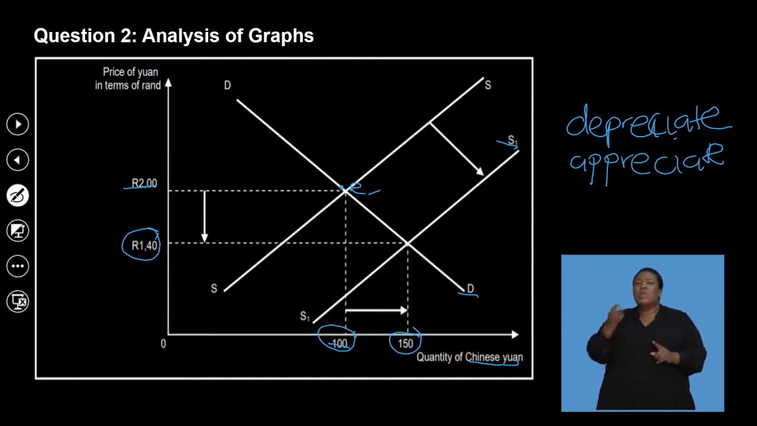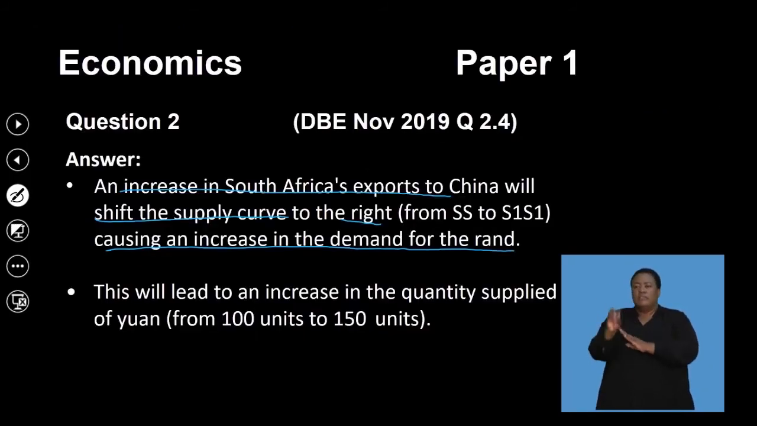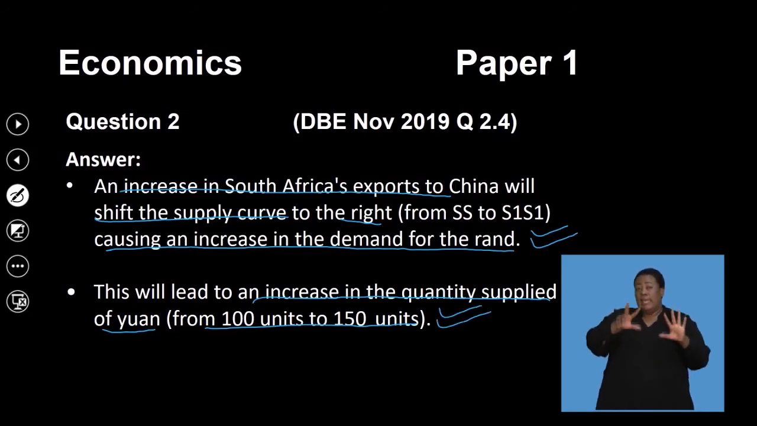Typically, these are easy questions because what you are simply writing or explaining is what you can see in the graph. Our supply of the yen has increased from 100 to 150. Now let's look at the second point. You need to explain that this will lead to an increase in the quantity supplied of the yen from 100 units to about 150 units. So you are getting 2 marks for the first explanation, another 2 marks for the second explanation. It's a typical 8-mark question, so you need 2 more explanations there.